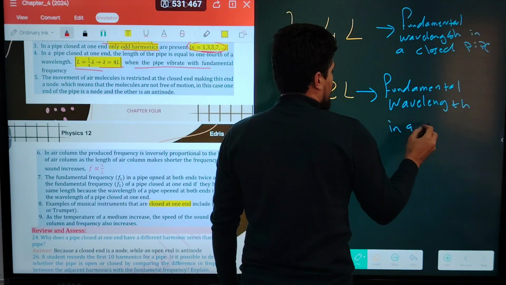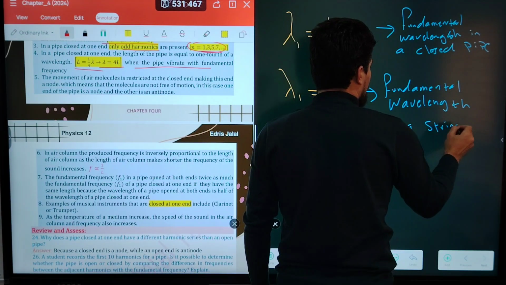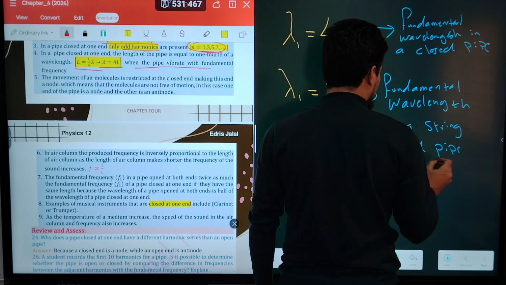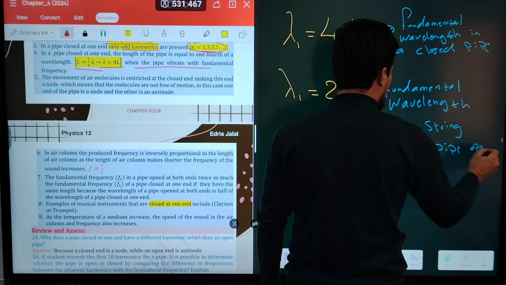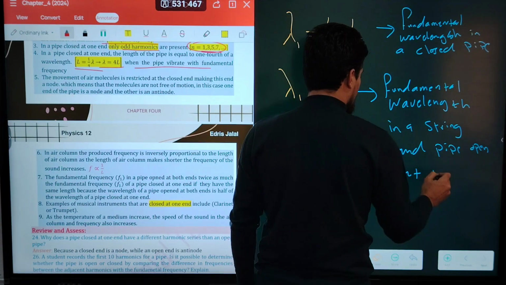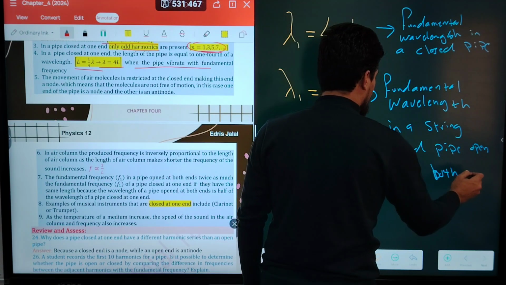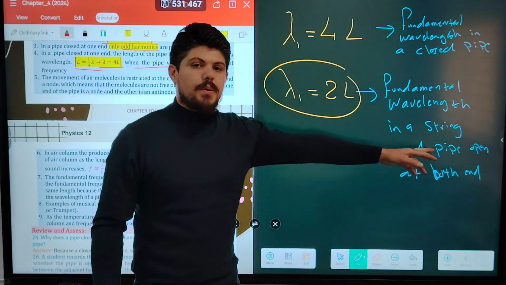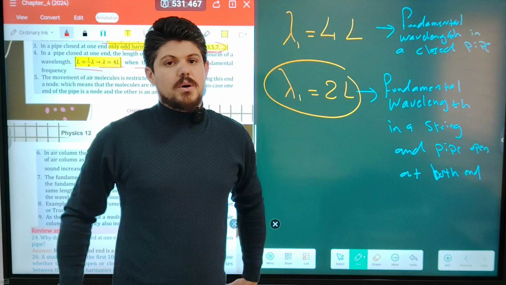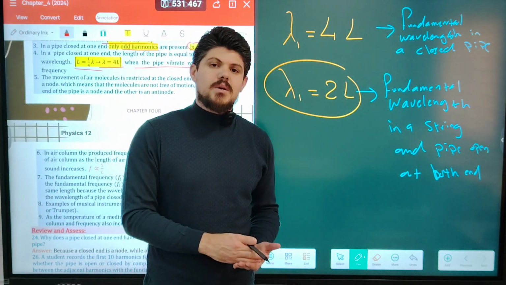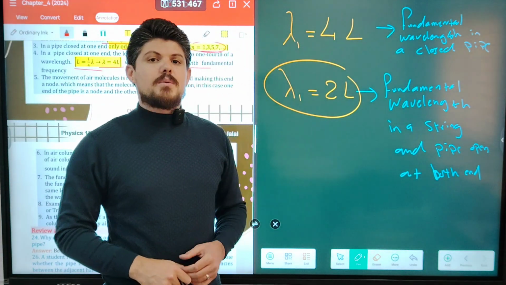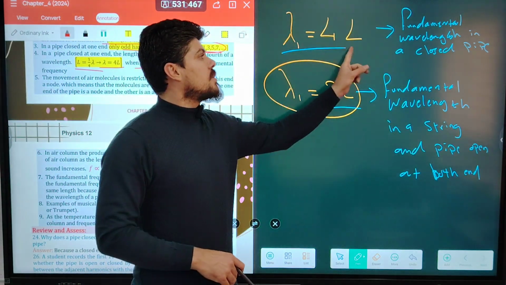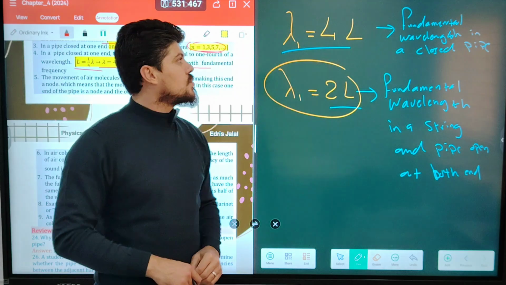But the fundamental wavelength in a string and in a pipe open at both ends, when is the wavelength equal to 2L? In an open pipe at both ends or in a string? In both. Standing wave for the string and standing wave for the pipe open at both ends, the fundamental wavelength is equal to 2L. But the fundamental wavelength for the closed pipe is equal to 4L.